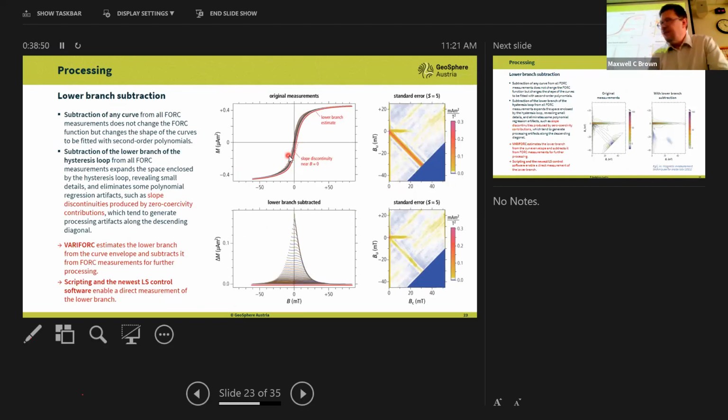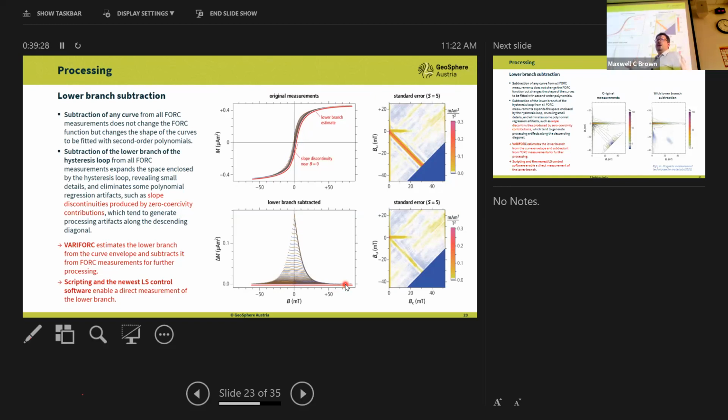One way to get rid of the problem of the discontinuity is shown here, for instance. You see the dashed line is indicating the slope at 0 field of the lower branch of the hysteresis loop, and you see when you go to positive field, the slope increases abruptly. And one way to eliminate, in most cases, this problem is to subtract the lower branch of the hysteresis loop. That means the red curve is to subtract it from all measurements. You will get now a representation where this discontinuity in first derivative has disappeared.